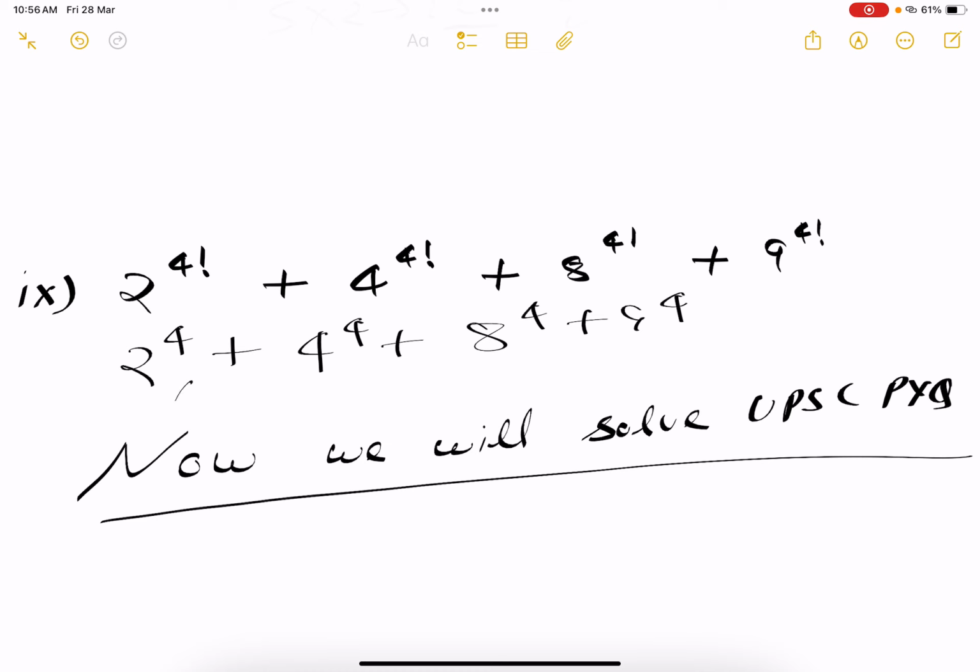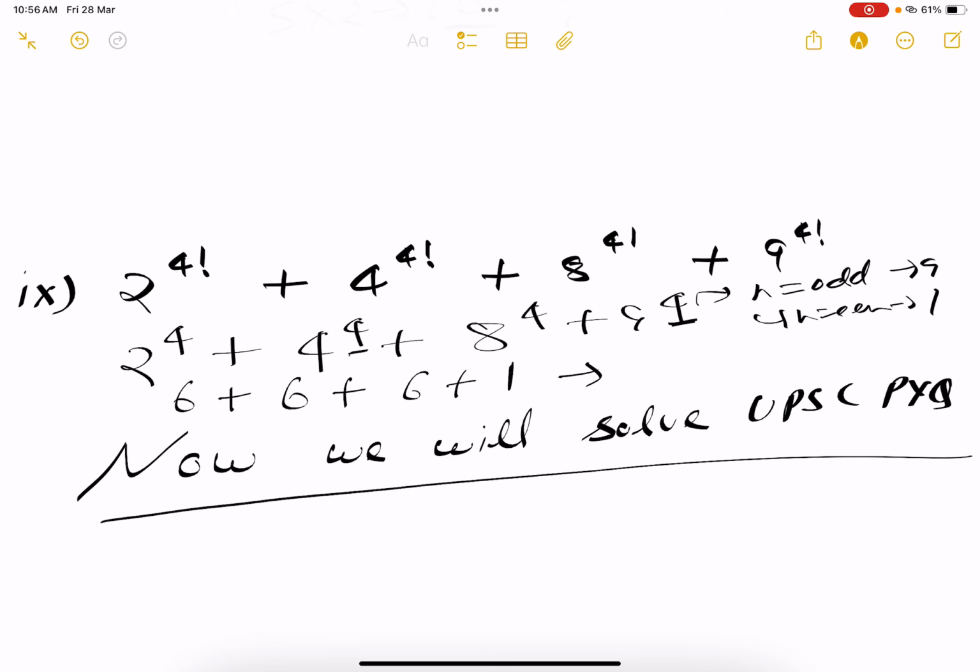2 to the power 4 would give me unit as 6. 4 to the power 4, since 4 is even, would give me unit as 6. 8 to the power 4 would give me unit as 6, and 9 to the power 4: if n is odd, then unit would be 9, and if n is even, then unit would be 1. So here n is 4, so it is even, so unit would be 1. So this is 6 into 3, 18, plus 1 is 19, so unit is 9.